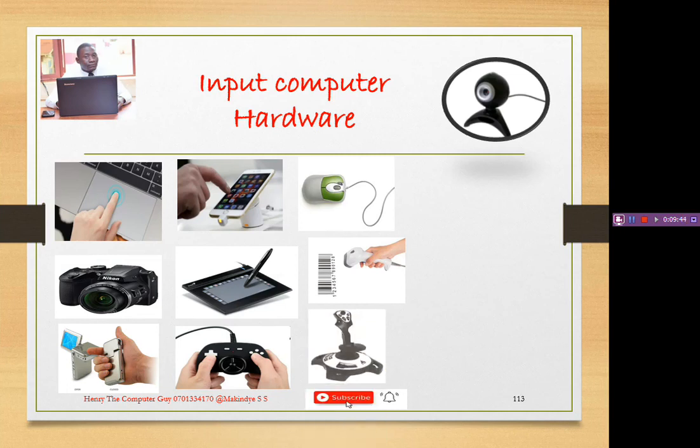Then we have the joystick. We use this one when you're controlling the computer game. It has some buttons which you can trigger and they control your computer game. We have a trackball, and we say that this is an upside down mouse. It is actually meant to be stationary. You move the ball on top to move the cursor to different locations.